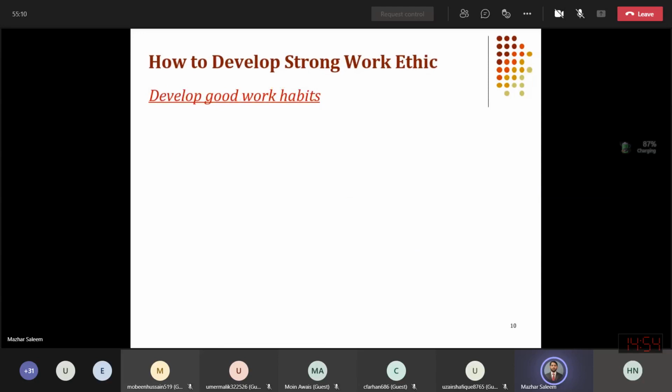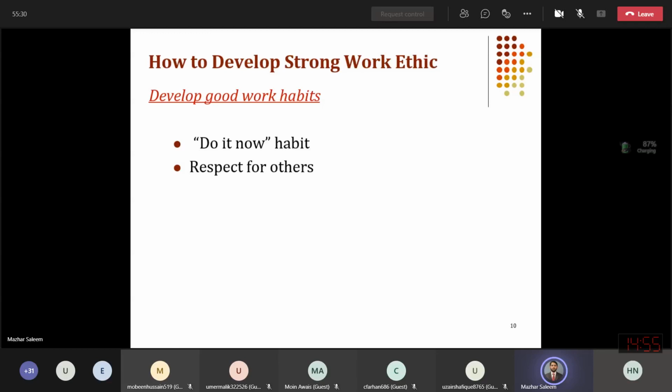All right. So last thing about work ethic is develop good work habits. Even the other habits that we have discussed are good work habits, but there are some other ones. Do it now habit. Instead of procrastinating or delaying your work, whenever you get a task, do it now. This is a very good habit.